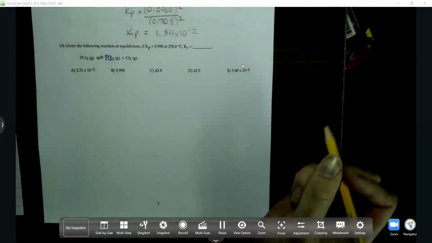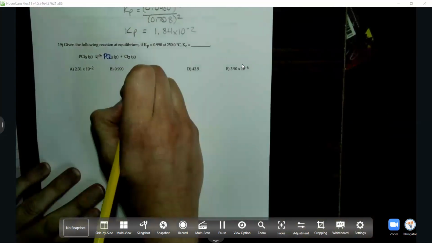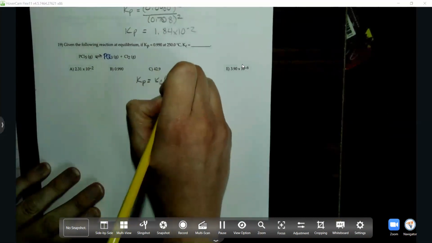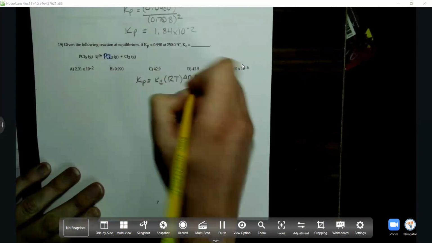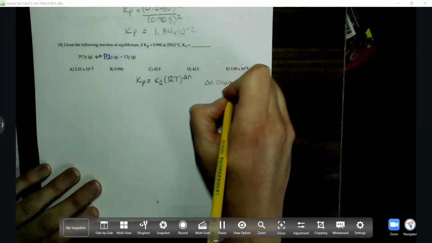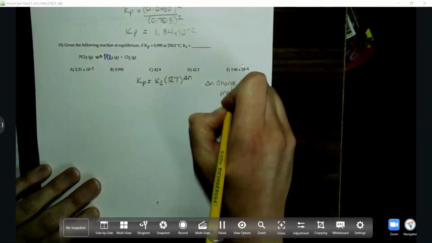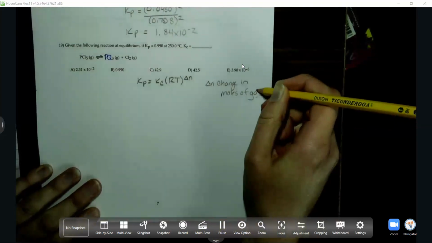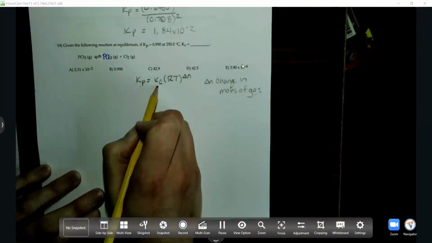So number 19. Given the following reaction at equilibrium, if Kp is 0.99, what is Kc? So this uses an equation that's given to you guys on the formula sheet. Kp is equal to Kc times RT to the change in number of moles, so delta n, the change in moles of gas. If there is no change in moles of gas, then Kp is equal to Kc.